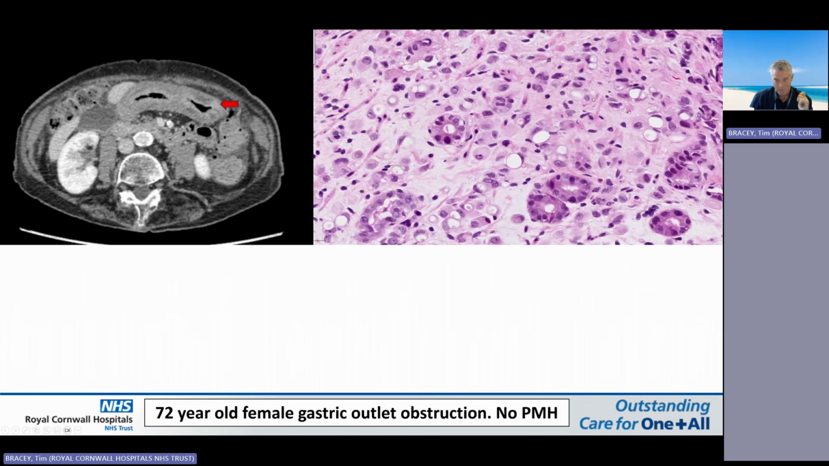In this lady, I decided to do some immunohistochemistry. Most of these were signet ring-like, but some of them were just a bit different.